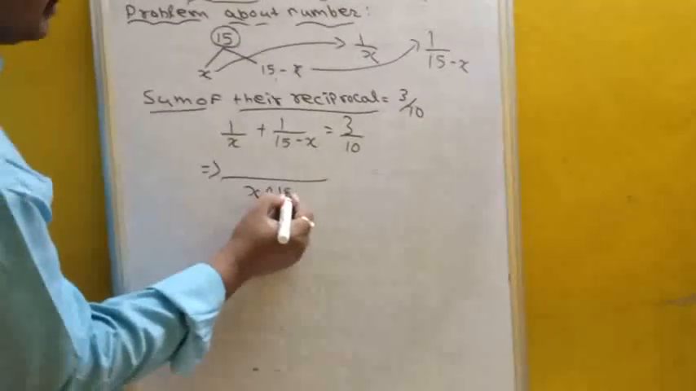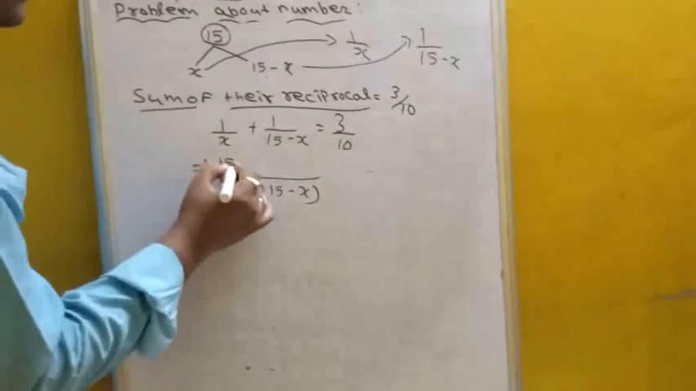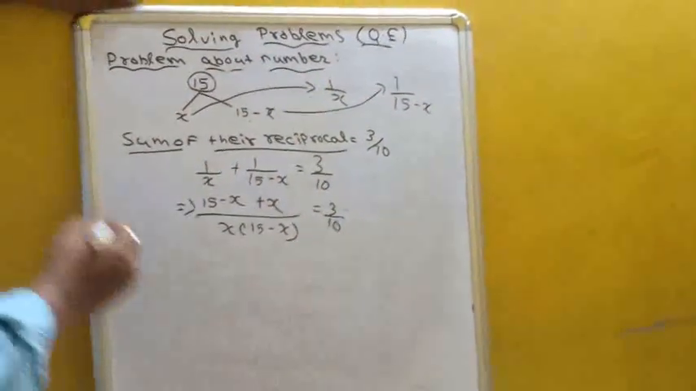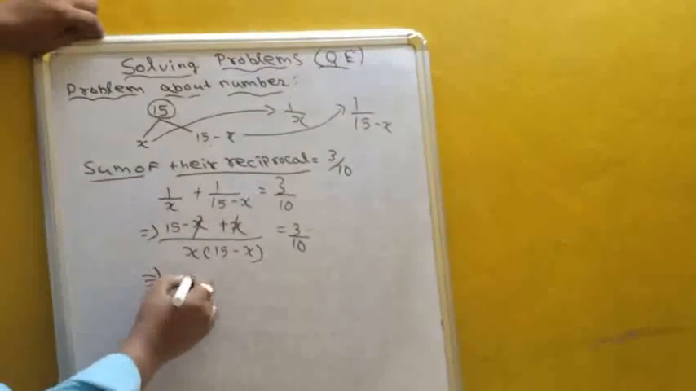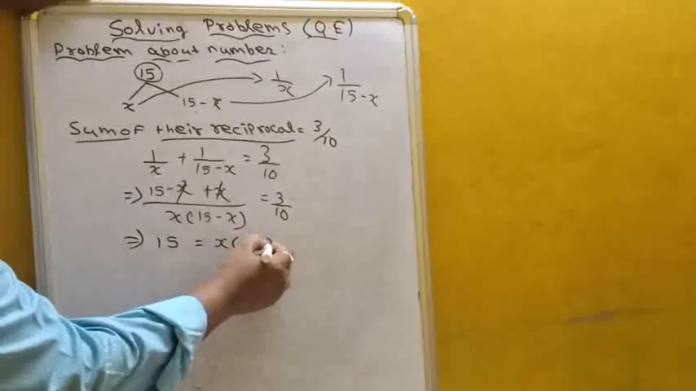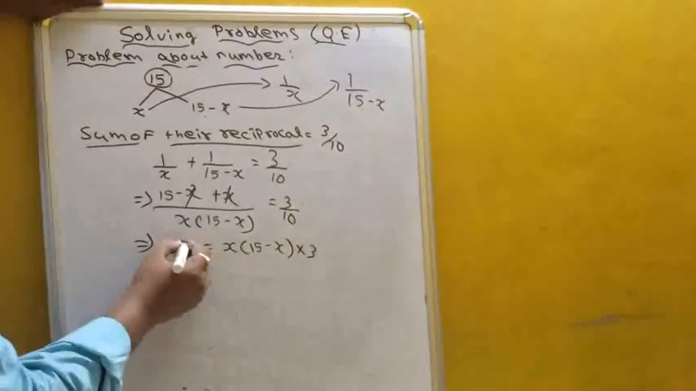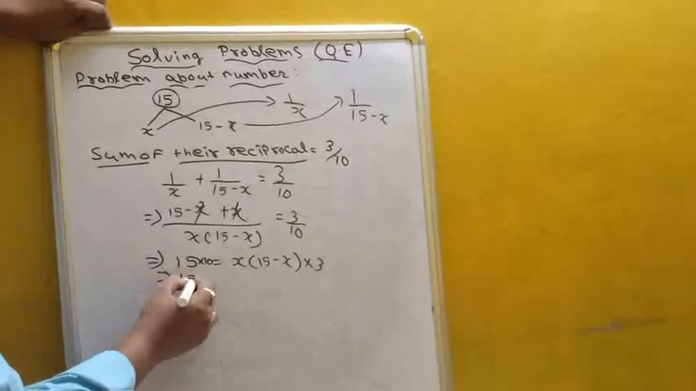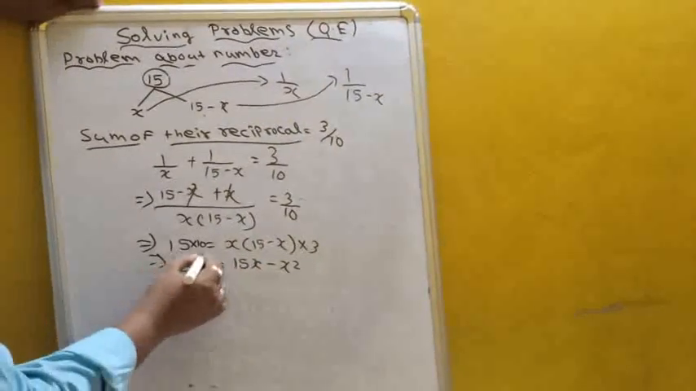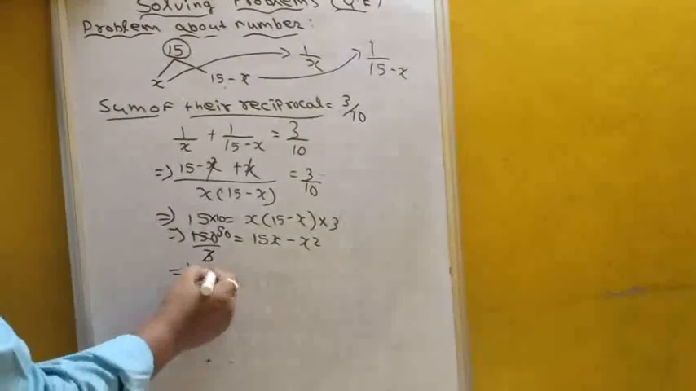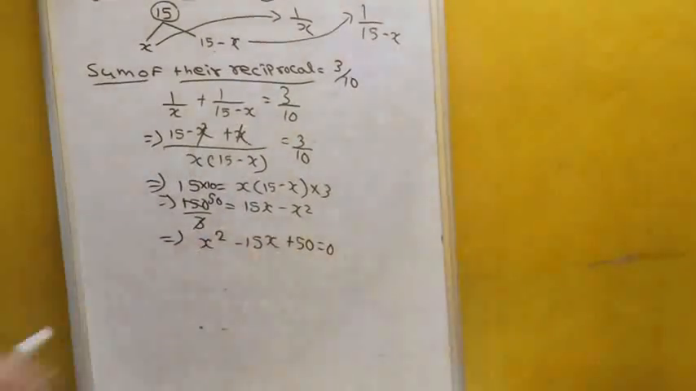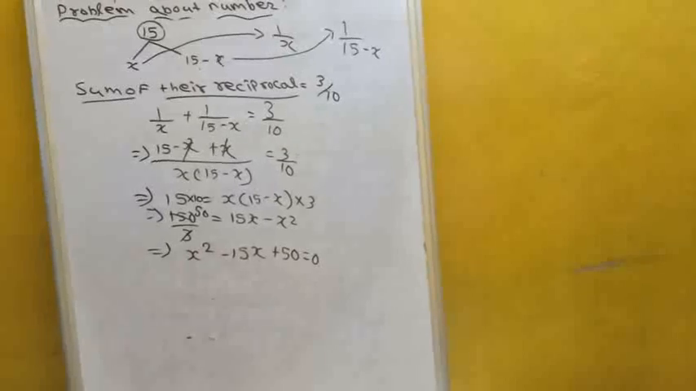x into 15 minus x equals, what happened here, 15 minus x plus x equals 3 by 10 coming. Yes or no? Next, x cancels, so 15 equals x into 15 minus x, into 3, and this 10 goes to this side. So 150 divided by 3 equals 15x minus x square. Three fives are 15, so 50. So what is the answer? x square minus 15x plus 50 equals 0. You think of 2 numbers, 10 and 5. Yes or no? You split it in two.